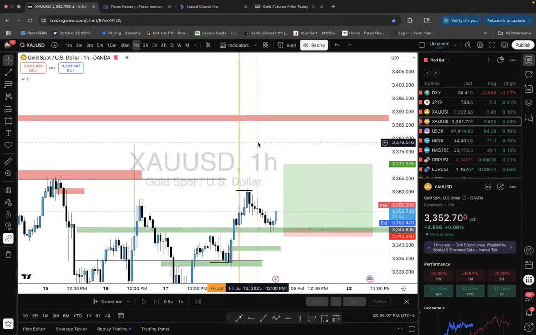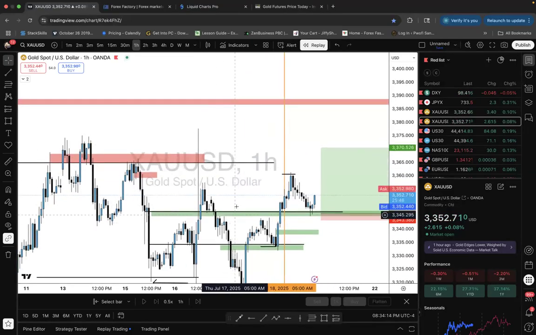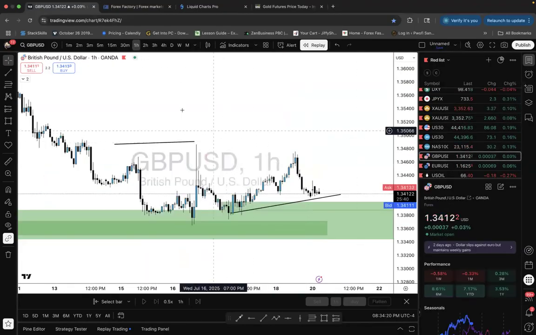All right, so gold seems to be picking up its footing, which is good. I need that. We need that. So let's see if GU is going to follow suit in the next hours.